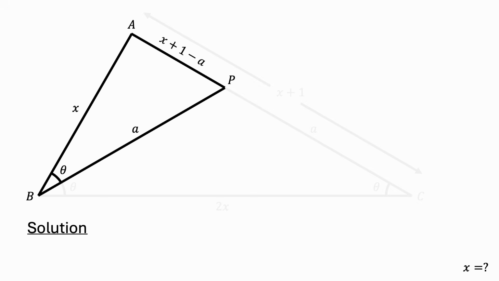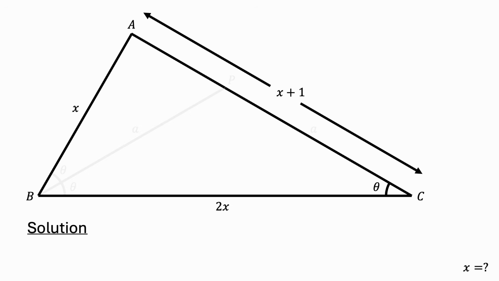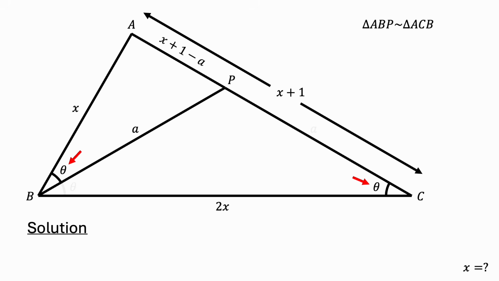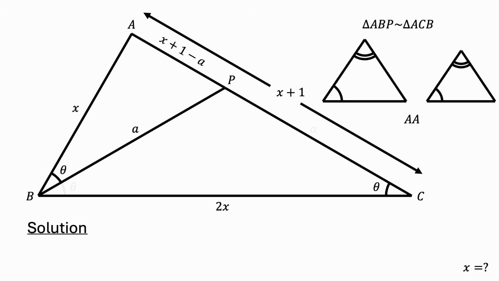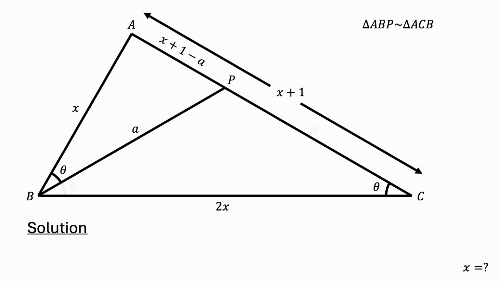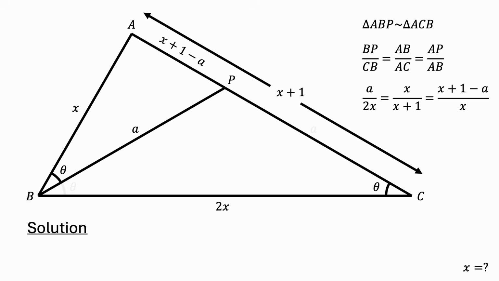Next, consider triangle ABP and triangle ACB. We claim that triangle ABP is similar to triangle ACB. Since angle ABP equals angle ACB equals θ, and angle A is common to both triangles, the two triangles are similar by AA. Since corresponding sides in similar triangles are proportional, we have BP/CB = AB/AC = AP/AB, or a/2x = x/(x + 1) = (x + 1 − a)/x.